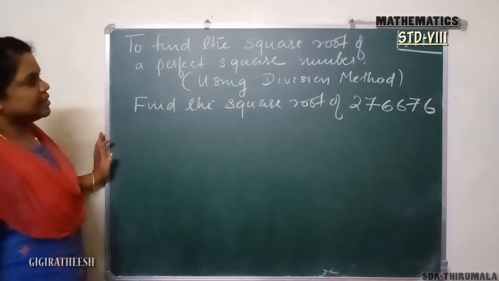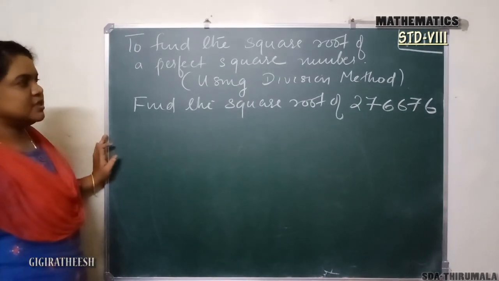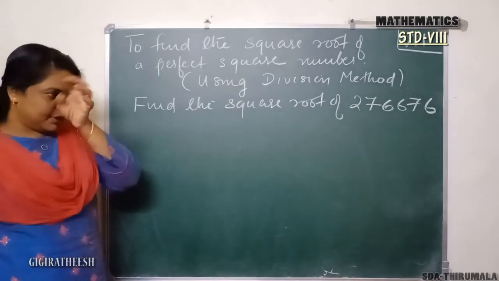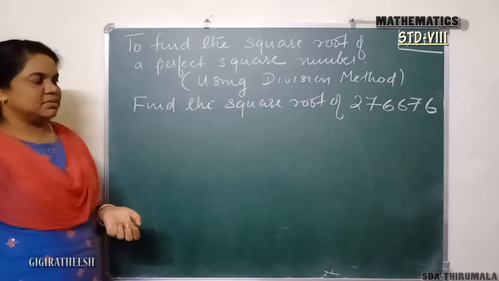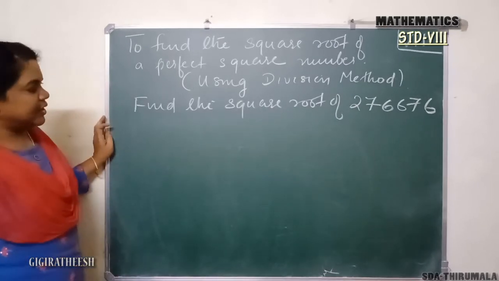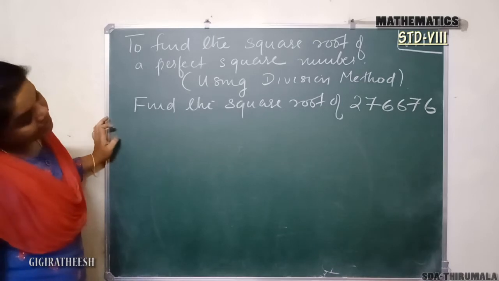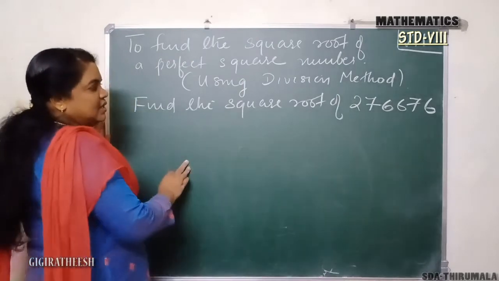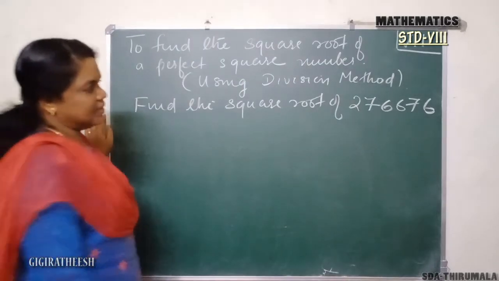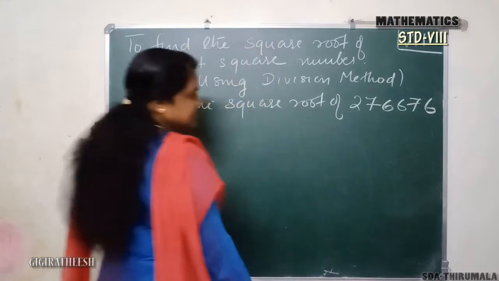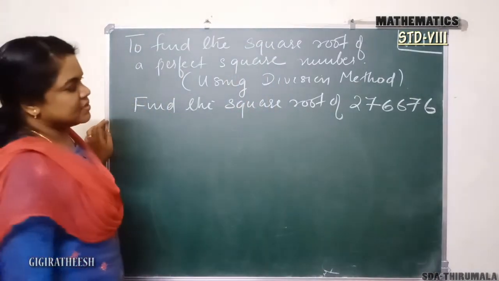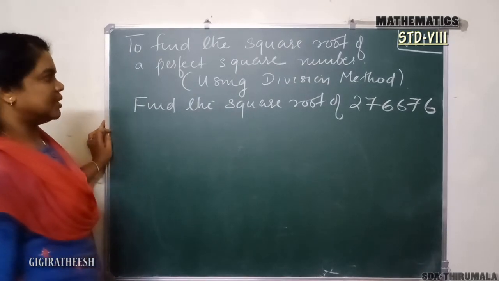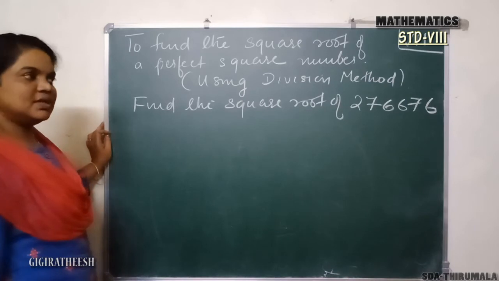Next section is to find the square root of a perfect square number using the division method. In the previous case, we applied the prime factorization method; here we are using the division method. And there is a question for you: find the square root of 276,676. This is a 6-digit number. How can we find its square root using the division method?